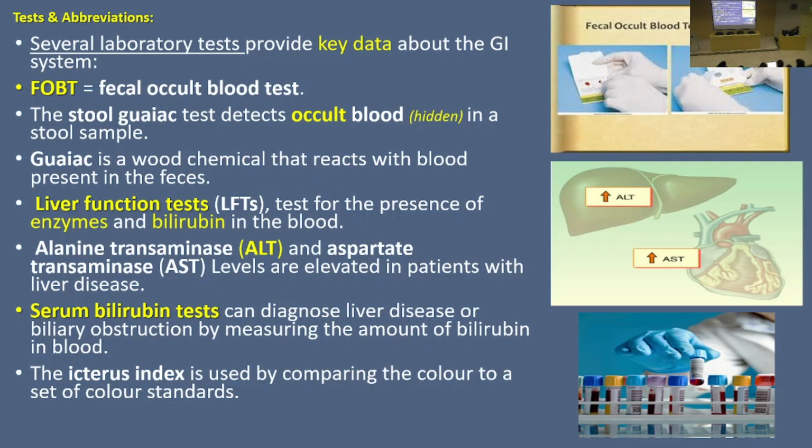So everything on this slide and everything in yellow, I've just named the three most important tests that you need to know: the FOBT, the liver function test, and the bilirubin test. They're the three that you really need to know. And what do they test for? Obviously, the bilirubin test checks for bilirubin in the blood. The liver function test checks for an increase in enzymes. And the FOBT, you need to know that that checks for blood.